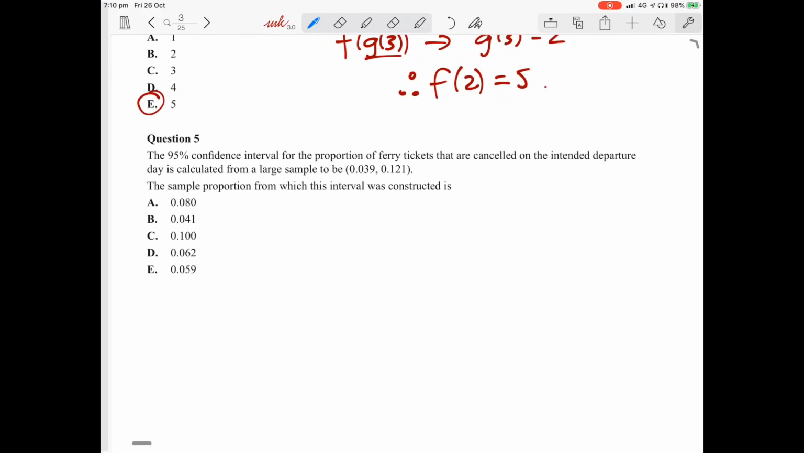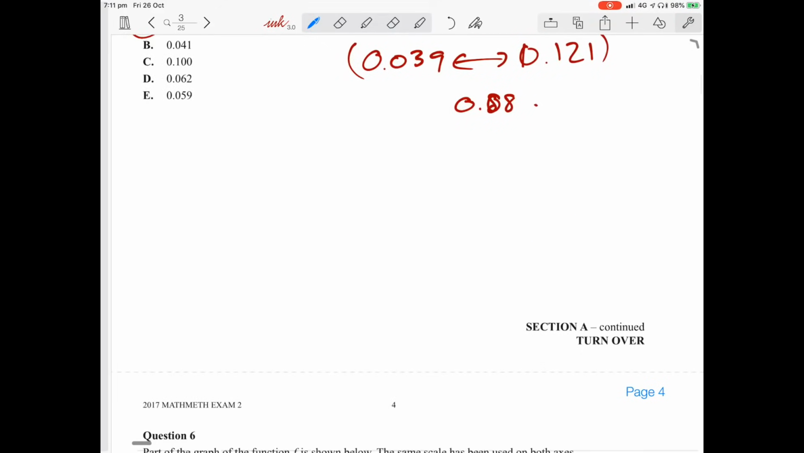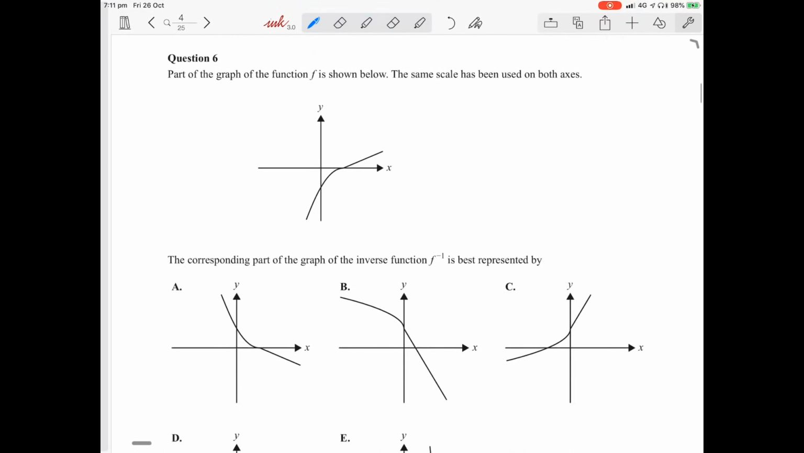Okay, a 95% confidence interval for the proportion of ferry tickets that are cancelled on the intended departure day is calculated from a large sample to be that. The sample proportion of which this interval is, so what's a proportion? Okay, if I've got 0.039, that's one end, and I've got 0.121, that's the other end. It's going to be halfway between those. So if we add them together, we get 0.160, so it's going to be 0.08, which is A. There's another nice and easy one. Well, I think it is.